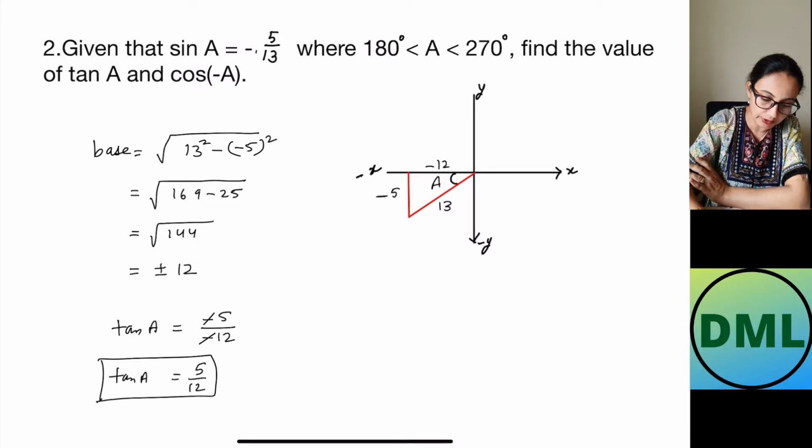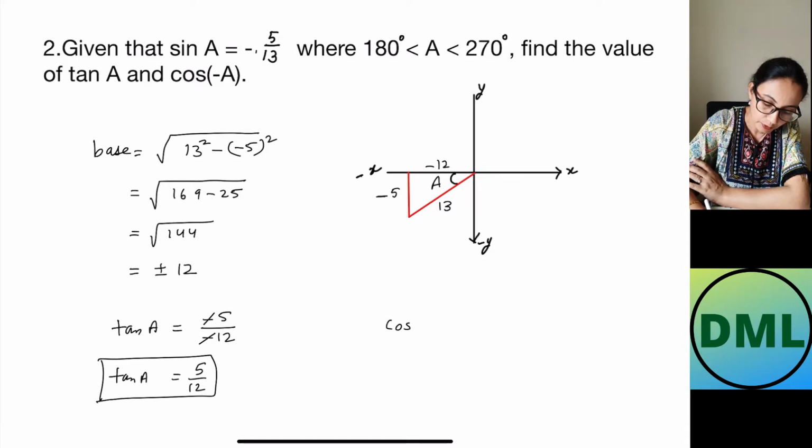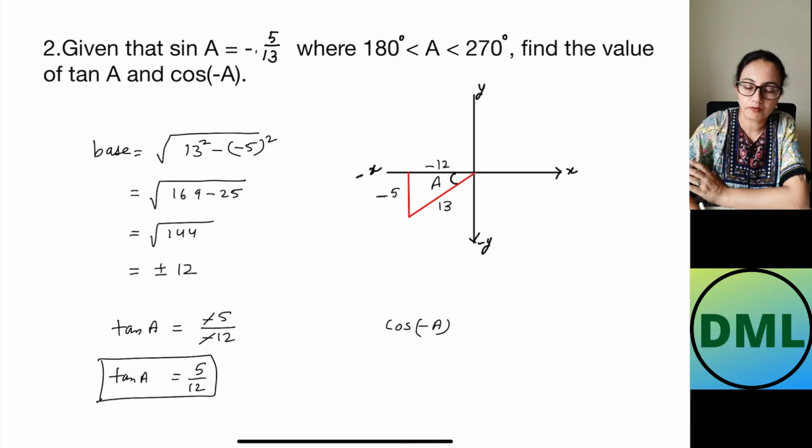In the third quadrant, tan theta is positive, so my value here is positive, which is correct. I need to write down the answer for cos negative A. As we have discussed earlier, negative angles are always considered in the fourth quadrant. In the fourth quadrant, cos theta is positive, and I am writing down the value for cos theta only.